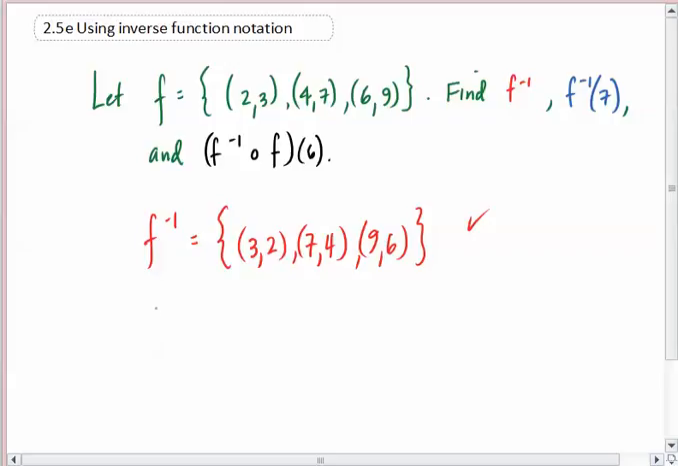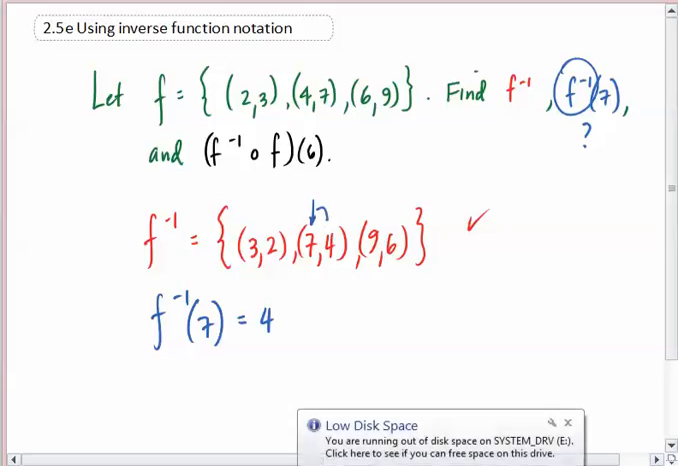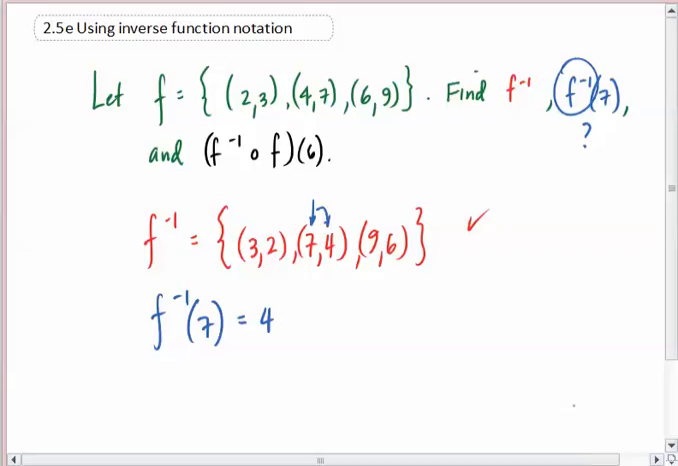Now that just means that in my inverse function, if I input a 7, they're asking what is the output. So f inverse of 7 is an output of 4. We see that we get, here's the inverse, right? We input a 7, we get out a 4. It's as simple as that.